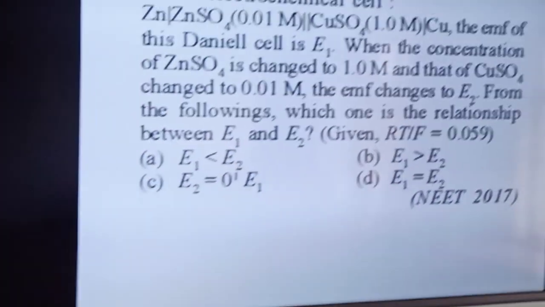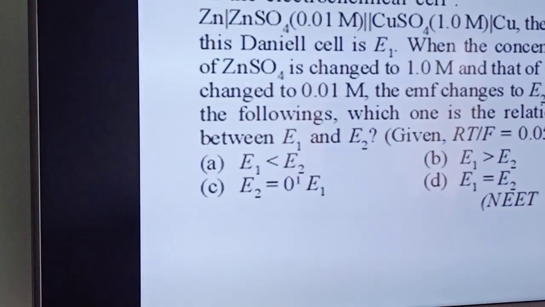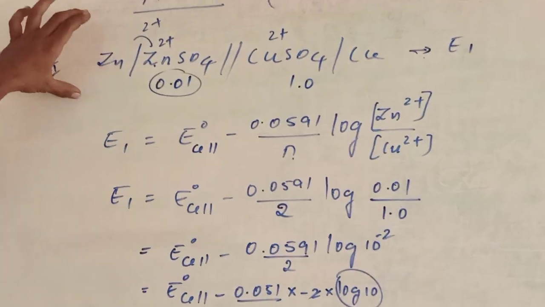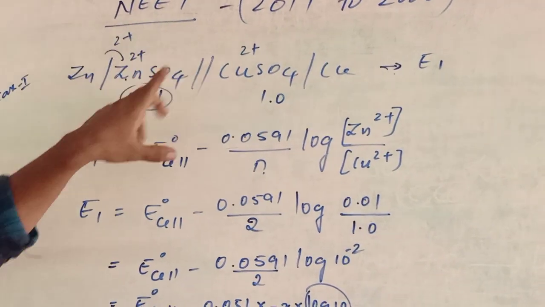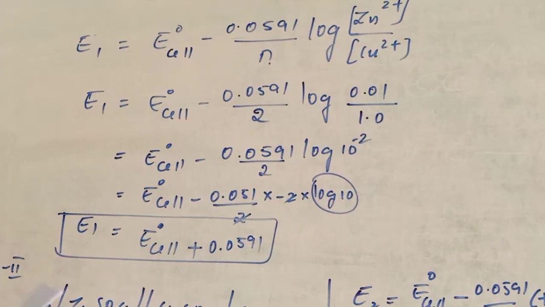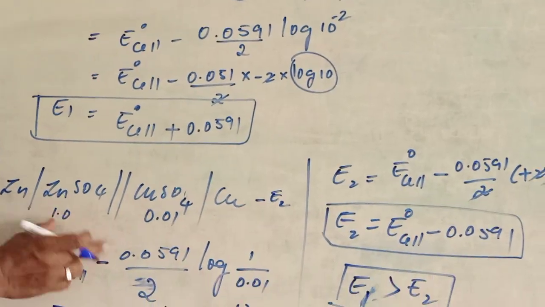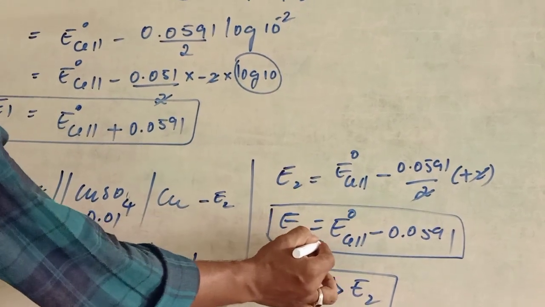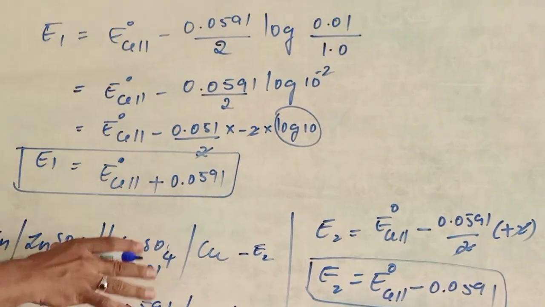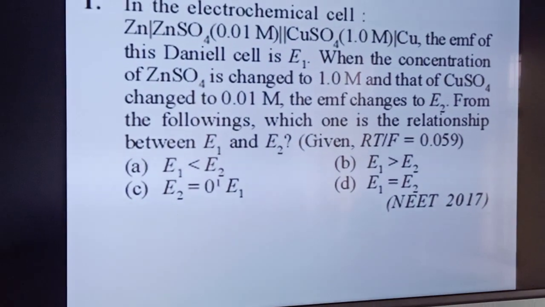Hence the option is B. E1 is more than E2. Once again, please see here. There are two cases given. One is the given cell where 0.1 to 1, which is called E1, and this cell is called E2. Its potential is E2. Now we calculated potential. So final value obtained is this one, and final value for this is this one. So this is the final solution, and the option is B. E1 is more than E2.